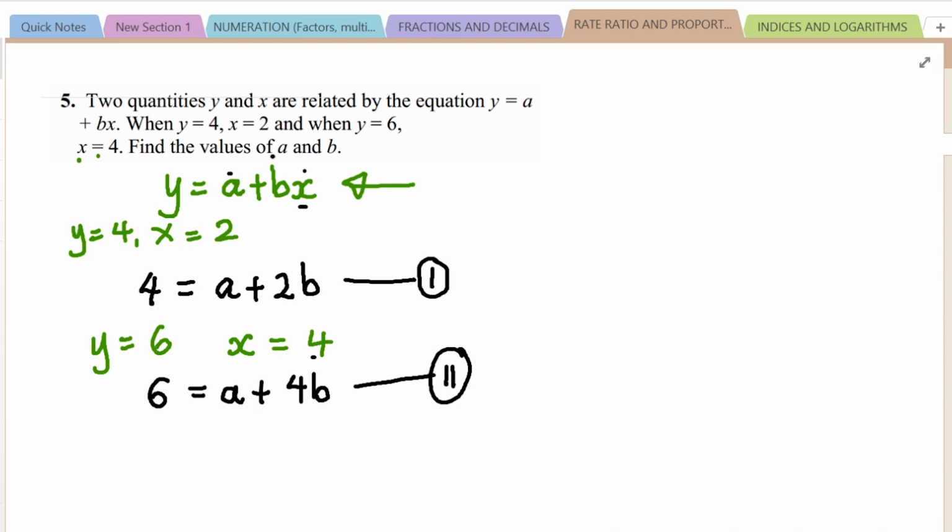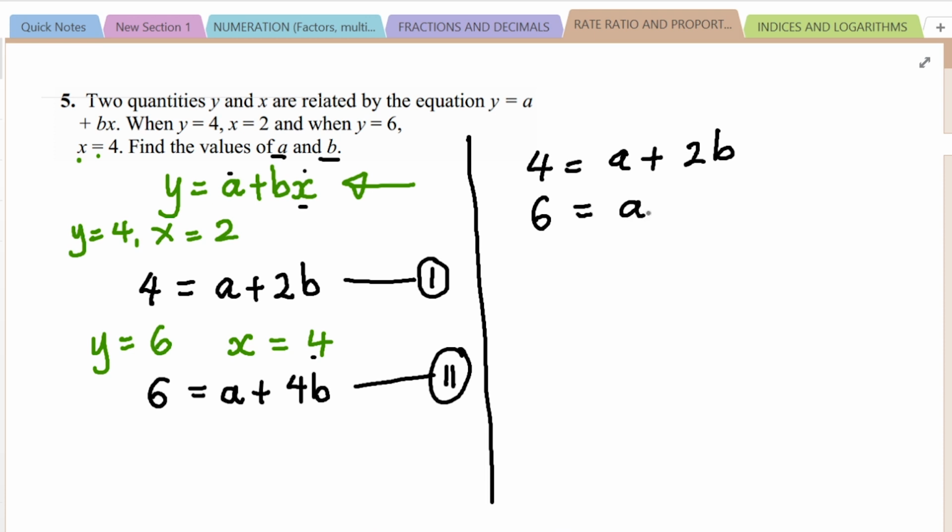And so now they're asking us to find the values of a and b. From this you realize that we have formulated two simultaneous equations. The equations are 4 is equal to a plus 2b, then also 6 is equal to a plus 4b. Now there are very many ways of solving simultaneous equations, but let's use elimination. If you use the substitution method, you should still be able to get the same answer. We are going to eliminate a, so it is this equation minus that equation.